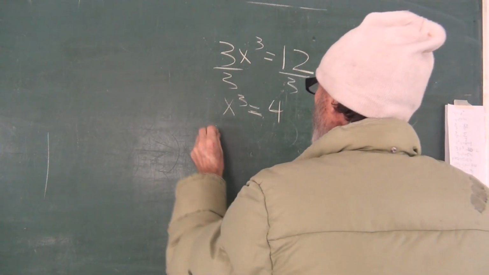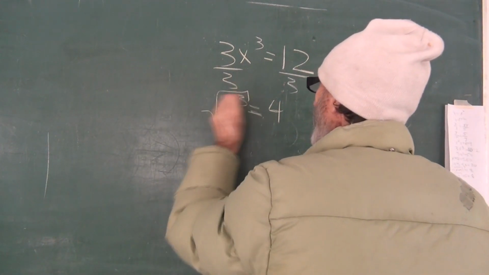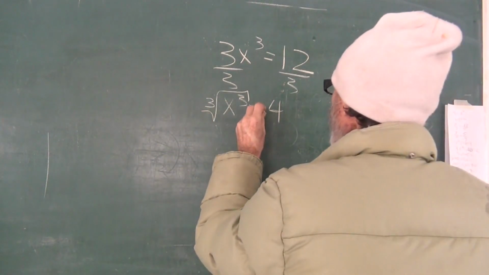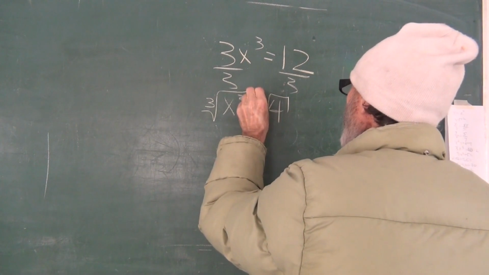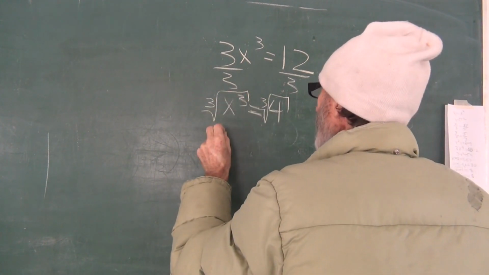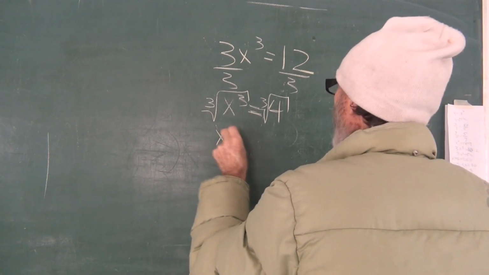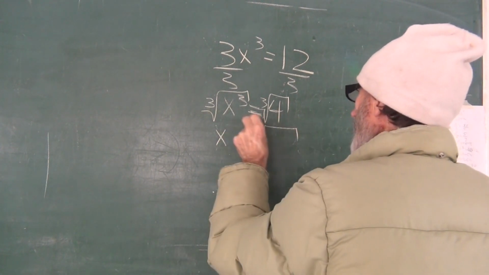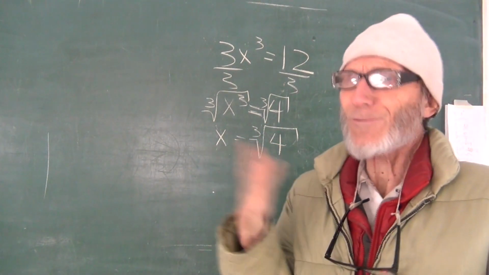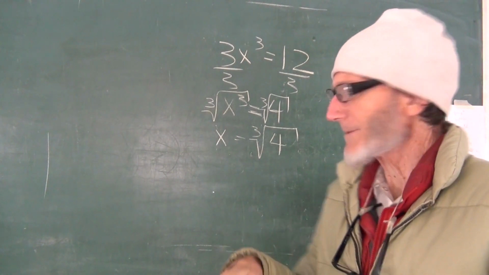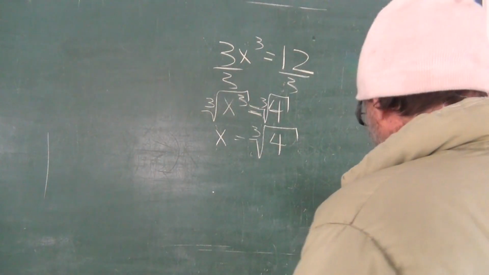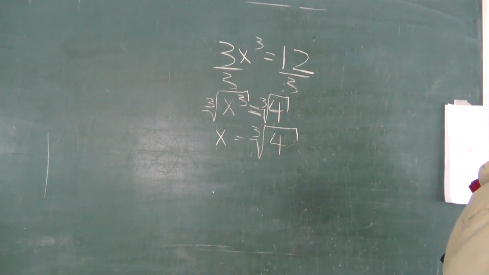So all you can do is take, and then you put a little 3 here to show it's a cube root instead of the square root, and do the same thing on both sides. We end up getting the cube root of x cubed is going to be x, and that's going to be the cube root of 4. And there's no nice little whole number here. You just got to bust out your calculator and put in 4 and then the cube root thing.